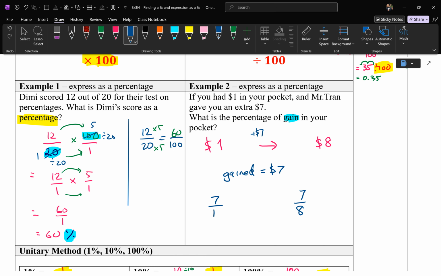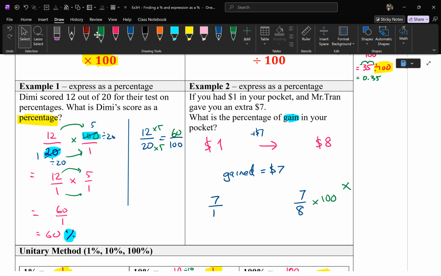Most students will do 7 out of 8. Why? Because this feels like the real thing. It feels like a fraction, right? And then they would say, to convert it to a percentage, times by 100. But this is wrong. That technique is wrong because it's not $7 out of $8. You never had $8. The $7 is what you gained. $8 is not something that you had. This is what you had. You had $1, so it's 7 out of what you actually had.